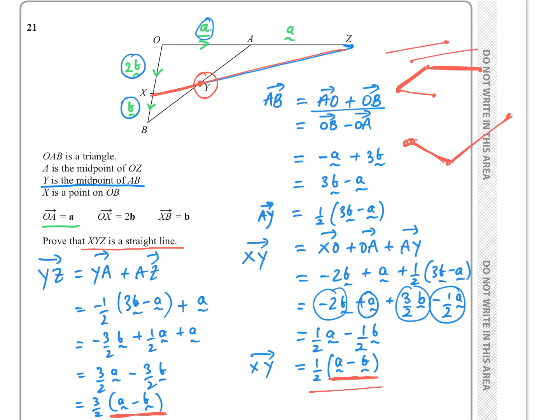Now an alternative way was to do XY and then do X to Z all the way. And you would have found that also they would have had the same gradient. And because they both started from X and went through Y and ended up at Z with the same gradient, then it would be impossible for Y to be off that line, because again, if it was, then the gradient of X to Y would be different than the gradient of X to Z.